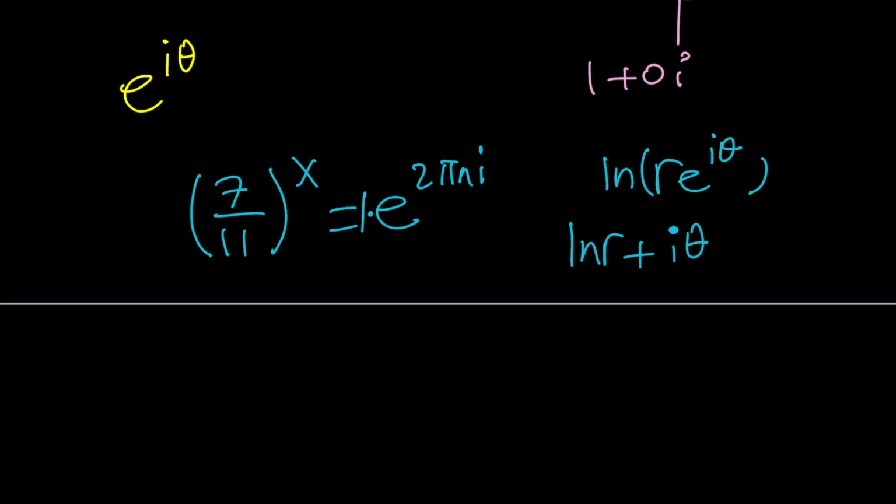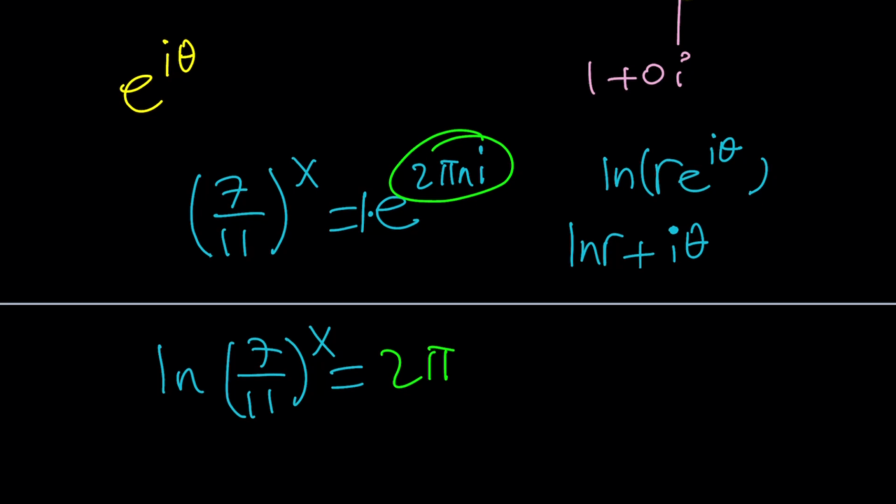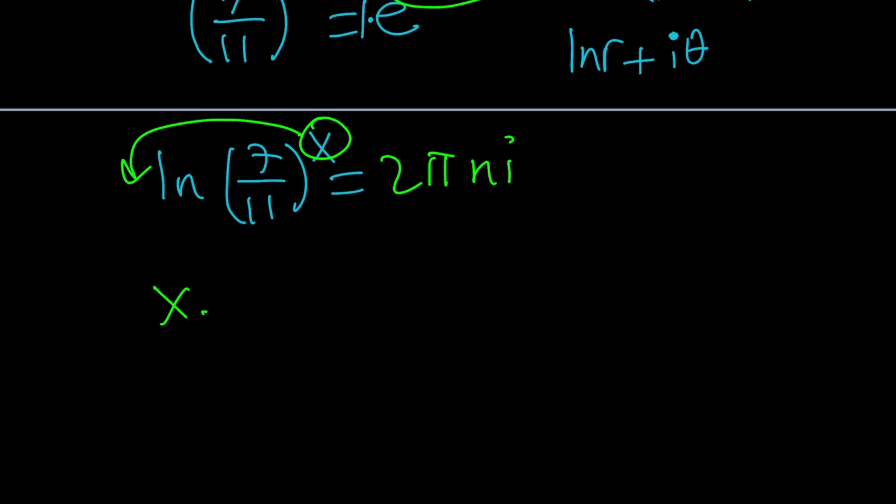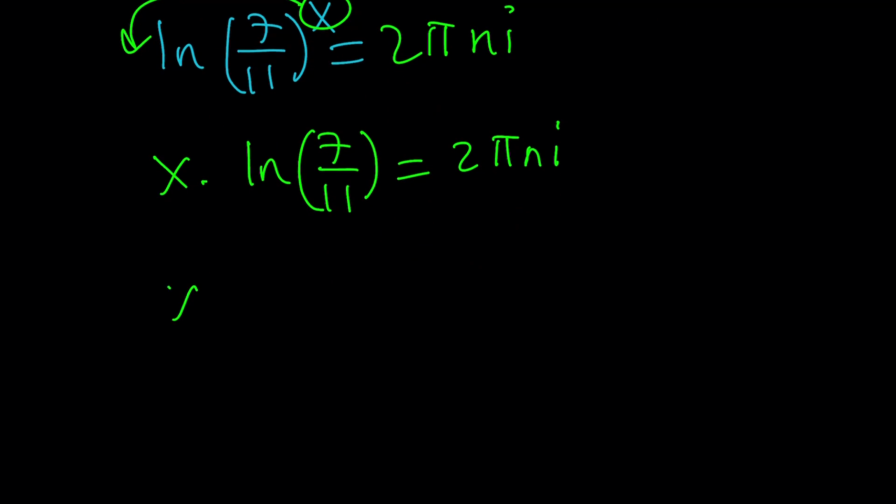And here, when we ln both sides, ln 1 is going to be 0 because that's the real ln. And when you ln this expression, it's just going to be the exponent, which is 2 pi n i. And at this point, you are able to get the x value because you can move this x to the front, multiplied by ln of something. This is a real value. And then, of course, you want to get x by itself, so let's divide both sides by ln 7 over 11.